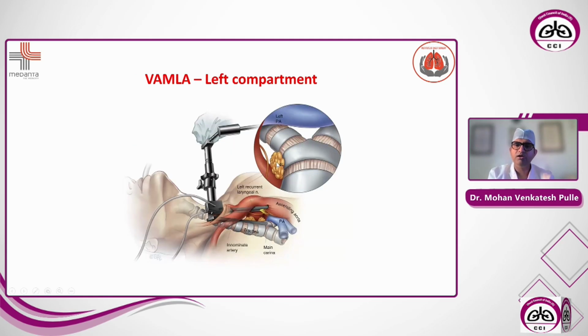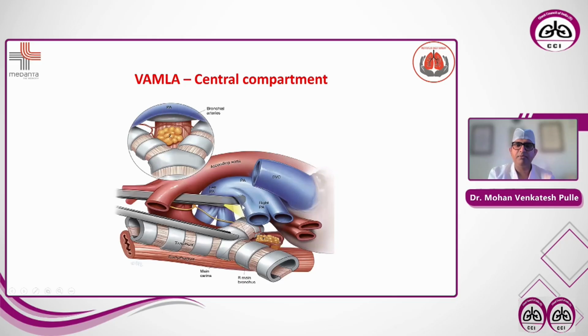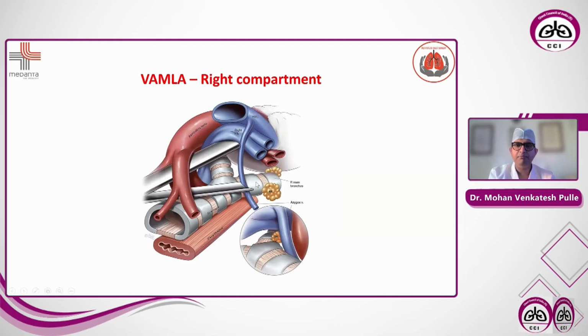First, you visualize the left paratracheal lymph nodes and dissect those lymph nodes, taking care not to injure the left recurrent laryngeal nerve. Then you come to the central compartment, where you lift the pulmonary artery with one blade of the mediastinoscope, and you will see the subcarinal lymph nodes, which you can dissect very well by this technique. And then we come to the right paratracheal, which is the right compartment. We lift the vessels and carefully take out the right 4R and 2R lymph nodes, ensuring we do not injure any important vascular structures such as the azygos vein and the superior vena cava.